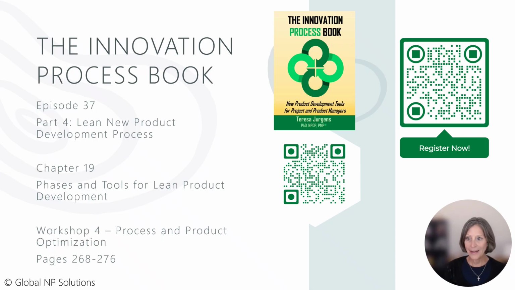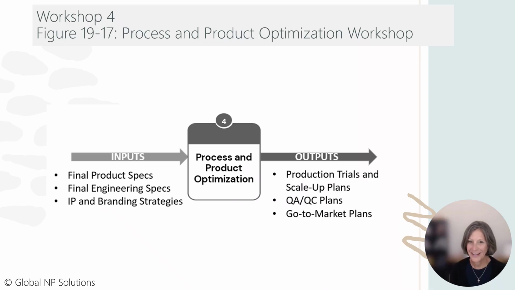So let's go ahead and cover workshop 4, process and product optimization for lean product development. Workshop 4, process and product optimization. Like the prototype and engineering workshops in lean product development, process and product optimization may occur in just one or during several separate workshops. While it is important to delay freezing the design until as late as possible in a lean project, once the specifications have been determined, we look for opportunities to reduce errors and waste.